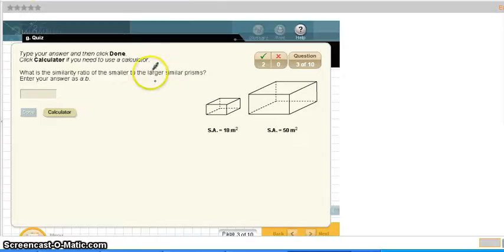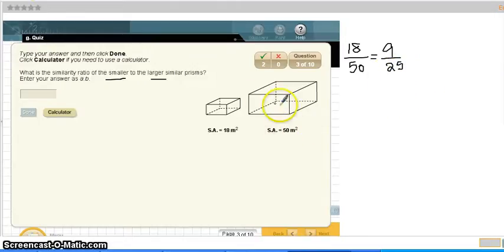Now this problem gets a little more complicated, and hopefully you wrote down that flow chart on how surface area and volume relates to similarity. Alright, so for this question, we're still doing smaller to larger. So when you look at our two surface areas here, our smaller rectangle has a surface area of 18, and our larger has a surface area of 50. Now you do want to reduce each of these. So both of them are divisible by 2. 18 divided by 2 gives you 9. 50 divided by 2 gives you 25.